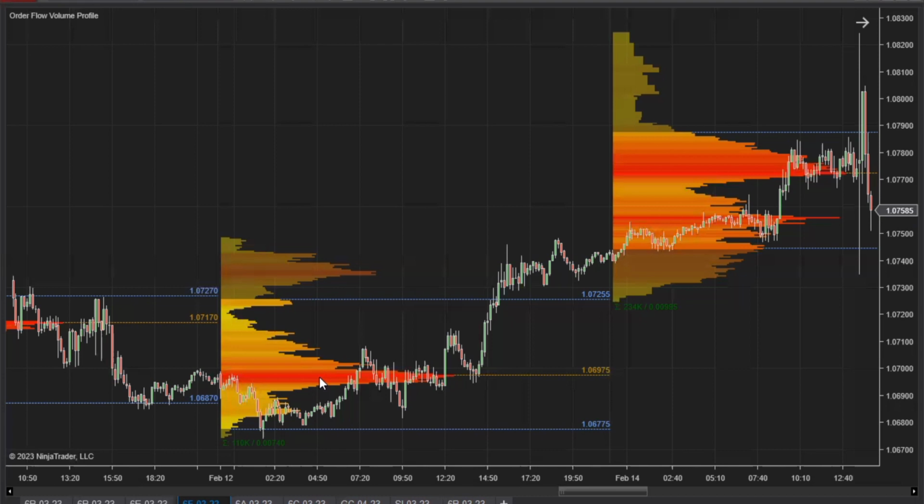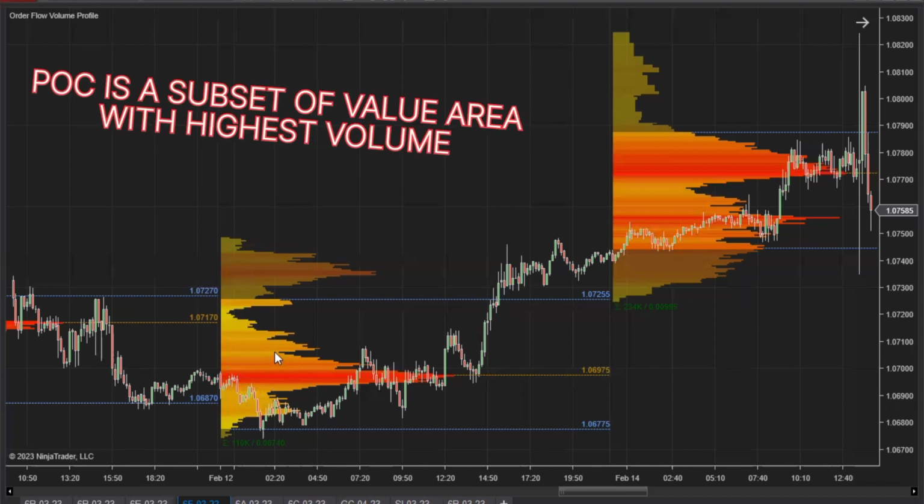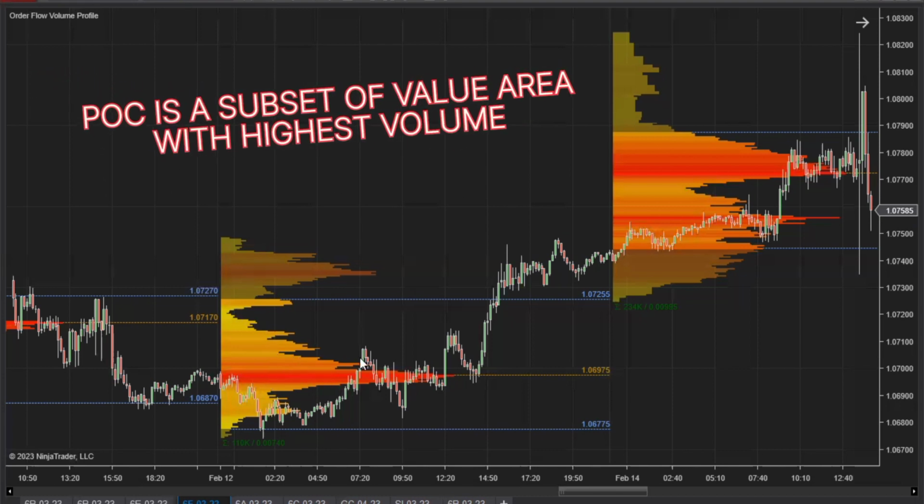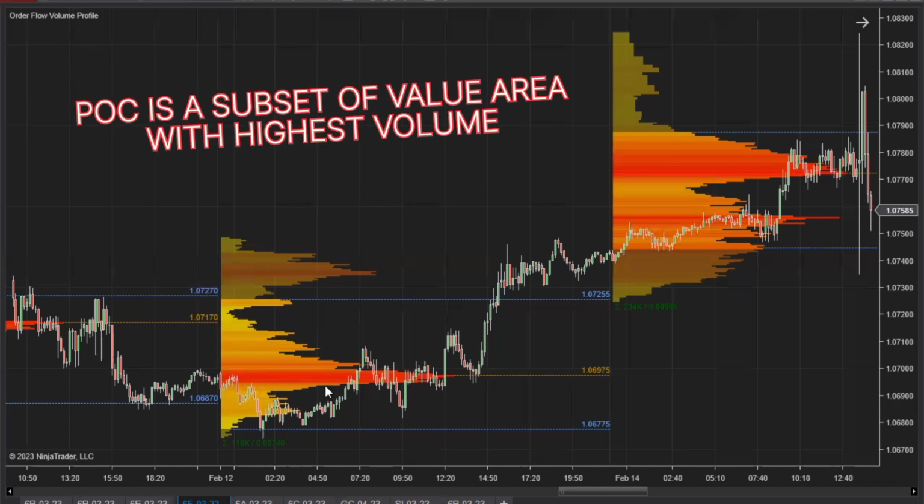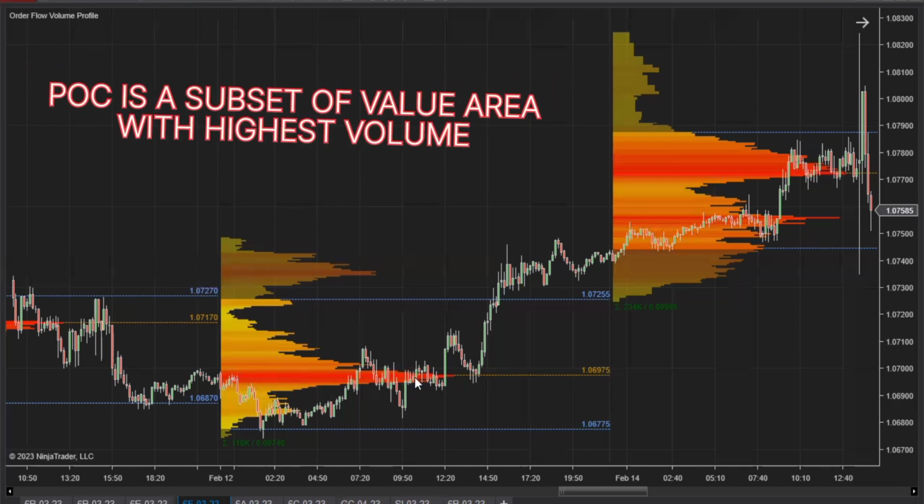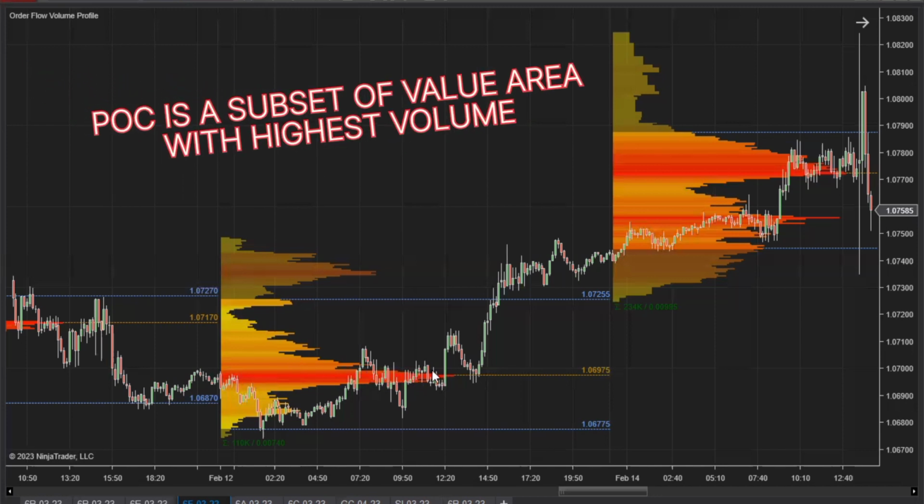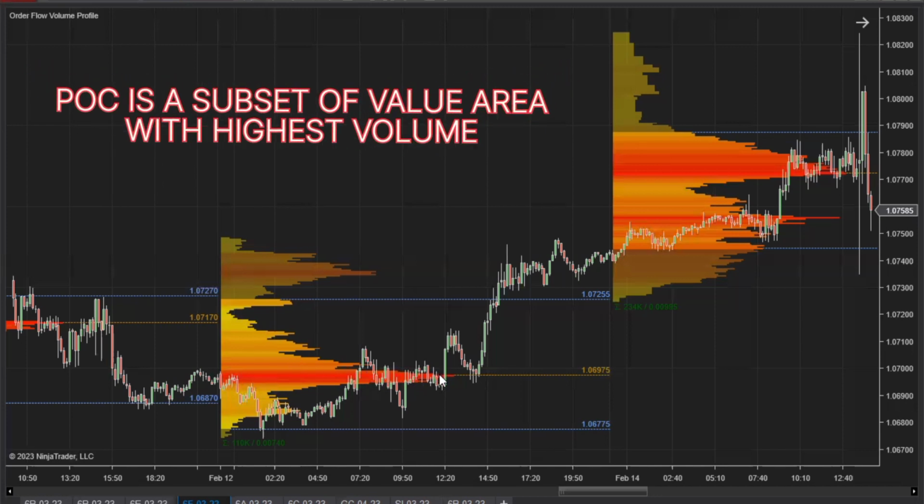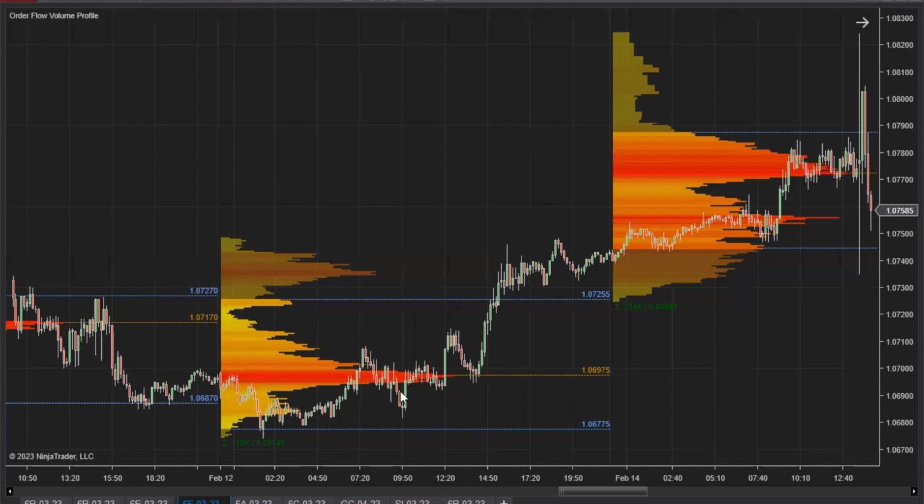Now we have the point of control. The point of control is where we have the most volume traded inside the value area. So we have the value area here, then we have the point of control. This point of control is where we have the most volume in a day, or probably in a session. It depends on how you're using it.